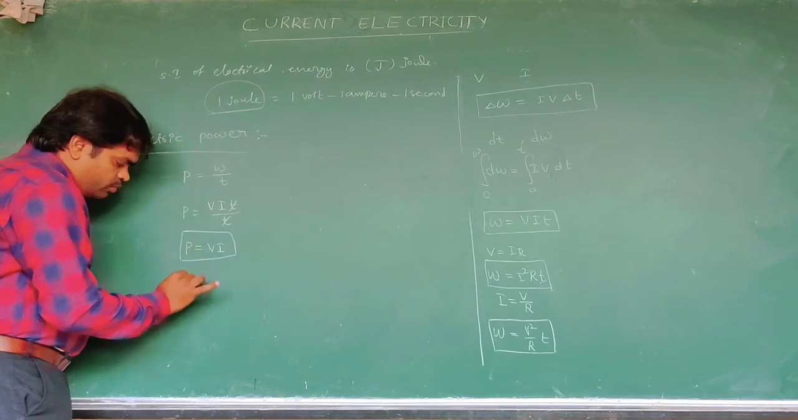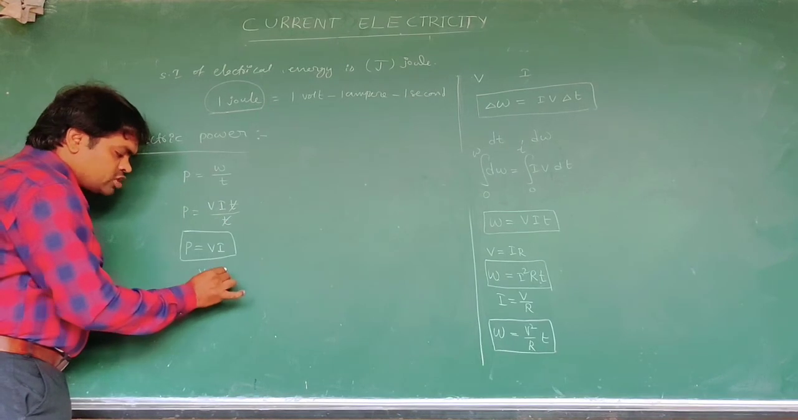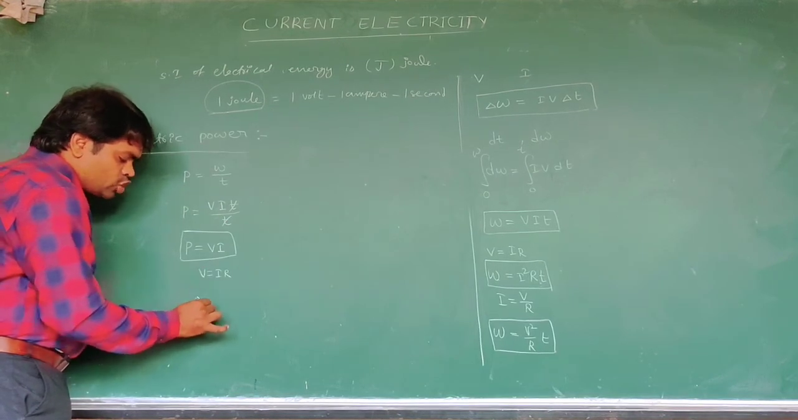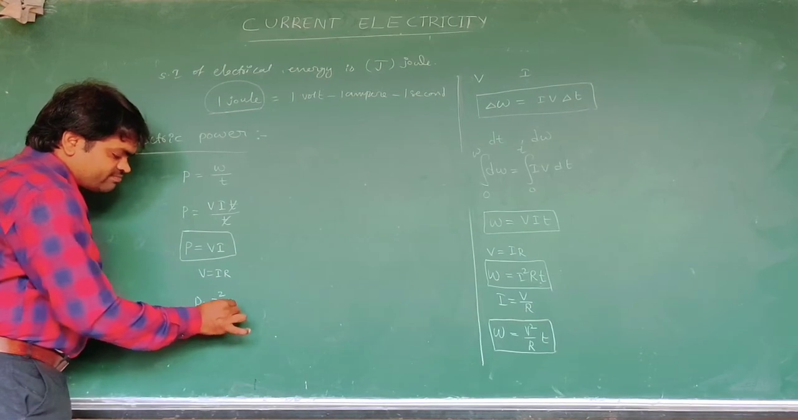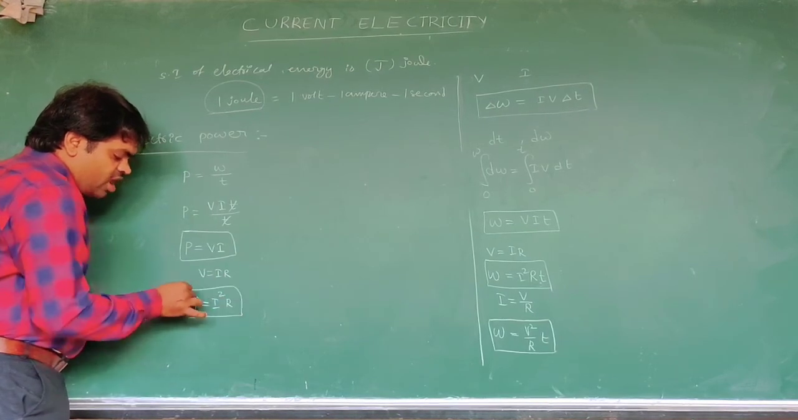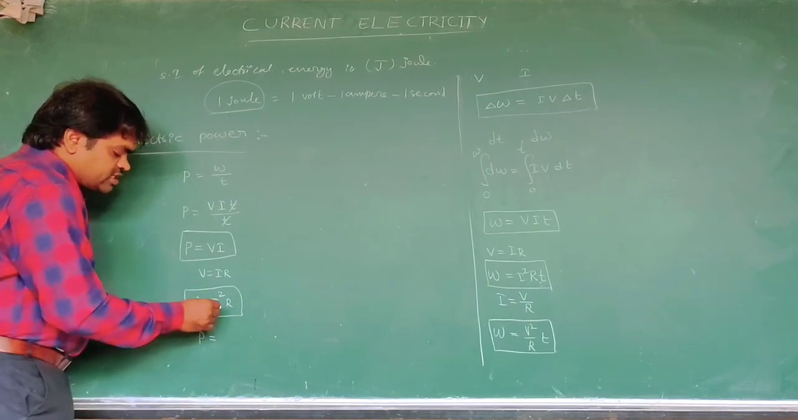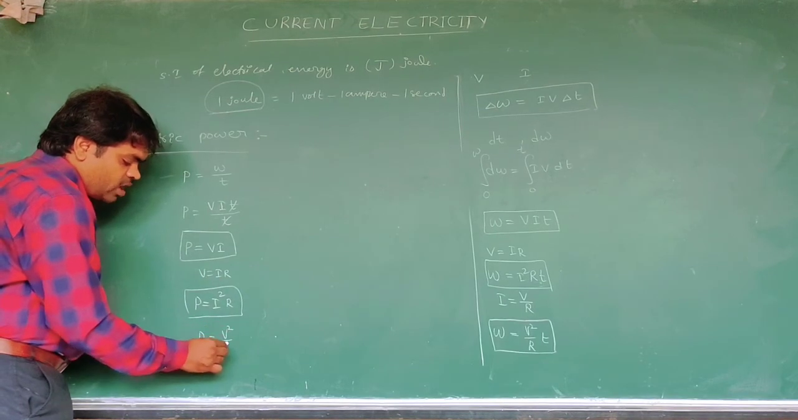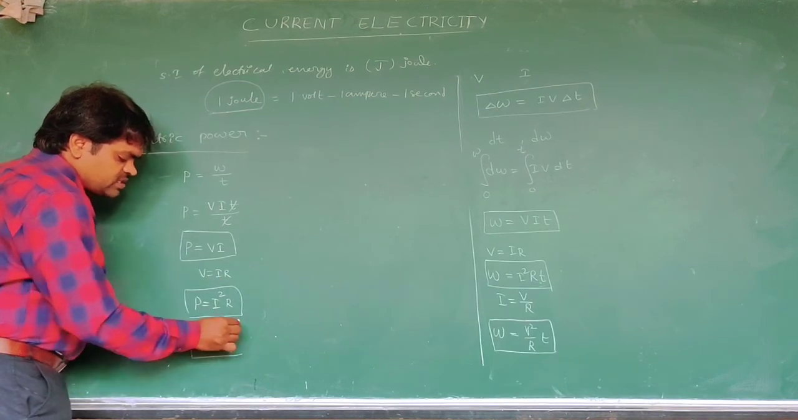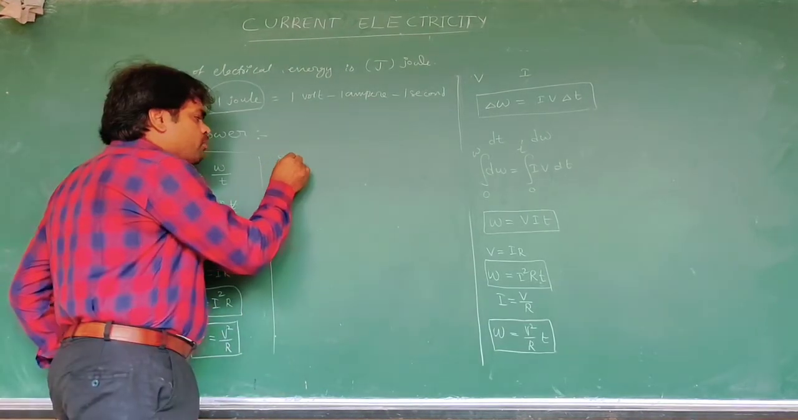The other form: from Ohm's law, V is equal to IR, we substitute and we get P is equal to I square R. Then another form of power, P is equal to V square by R. Now here, the unit of power.